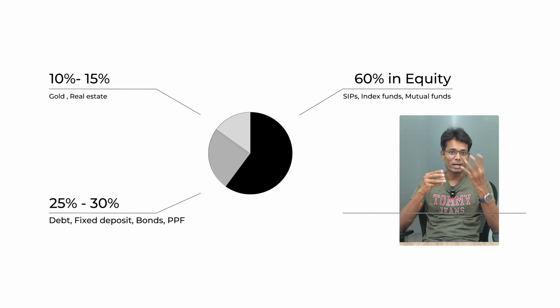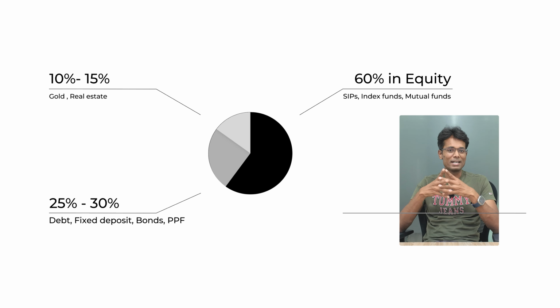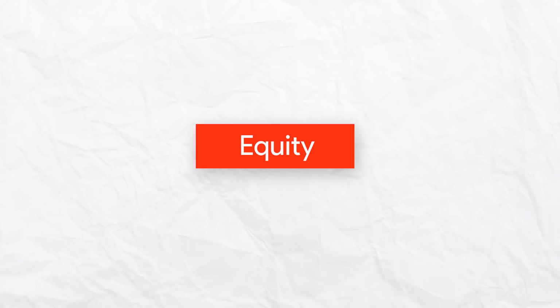So what's the ideal balance? Here is a sample structure for a 40-year-old. You put 60% in equity. You could invest via SIPs, in index funds or mutual funds, and the remaining 25 to 30% in debt-related instruments like fixed deposits or bonds or PPF, all these kinds of things, right? And the remaining 10 to 15% you can invest in gold or real estate. But if you're already heavy in real estate or other asset classes, don't worry, you can start putting your future savings into equity and debt so that it can balance out over a period of time.